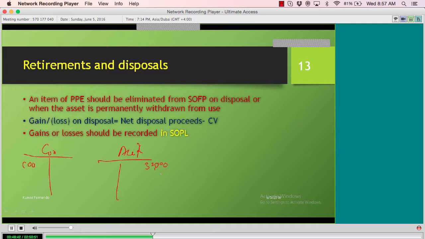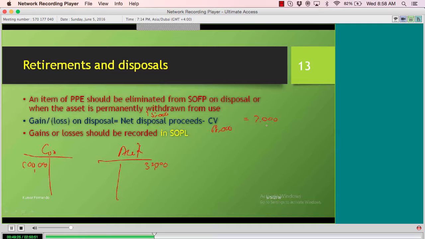So in my case, it says the cost is 100,000. After 2 years, accumulated depreciation is 32,000. This asset will be carried at 68,000. Let's assume at this point you decide to sell this asset. The profit or loss on sale will be, because the carrying value is 68,000, if we can sell it for 75,000, a profit of 7,000. So you look at the net disposal proceeds.